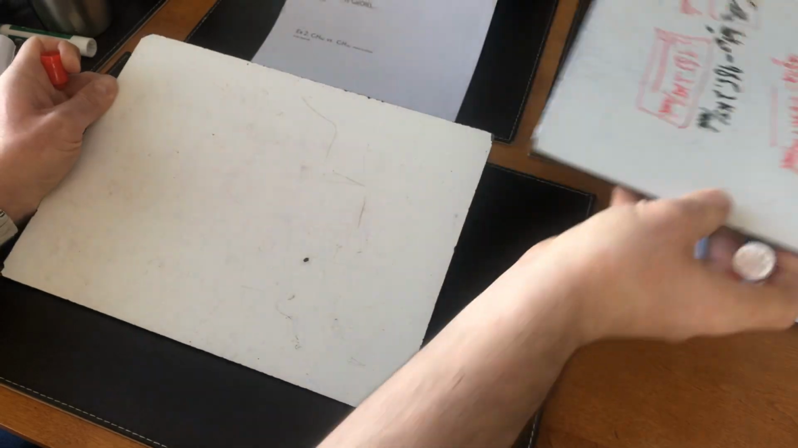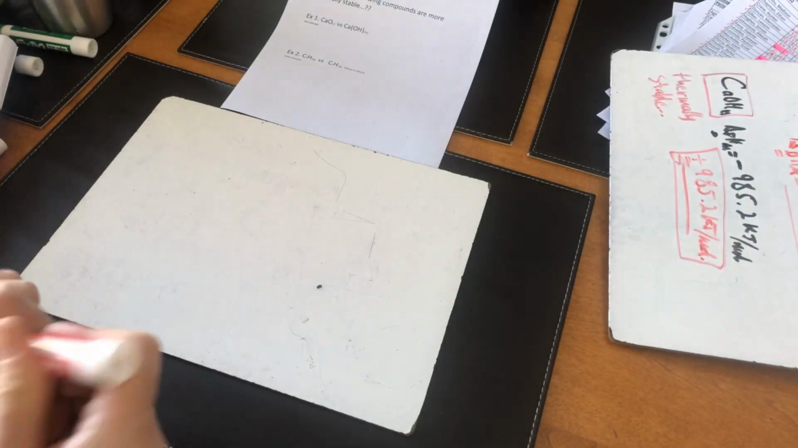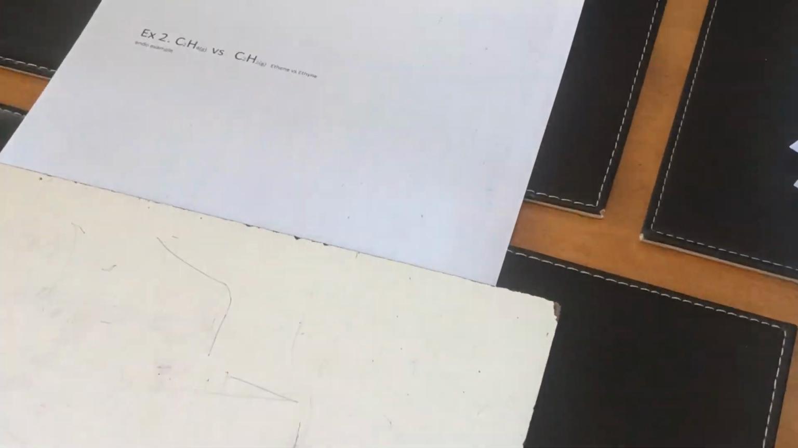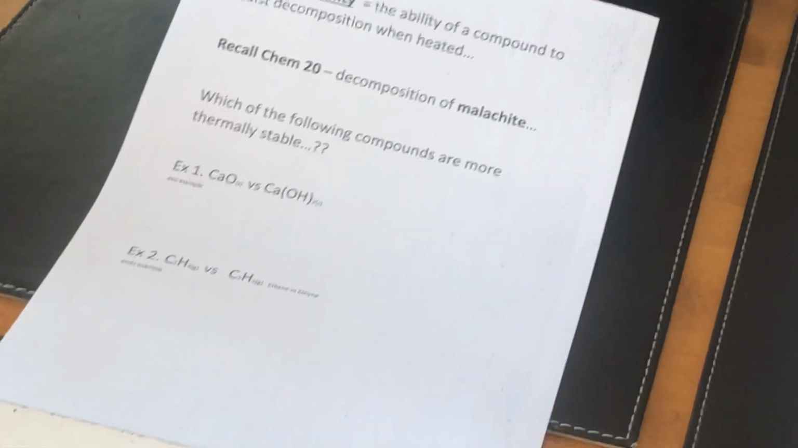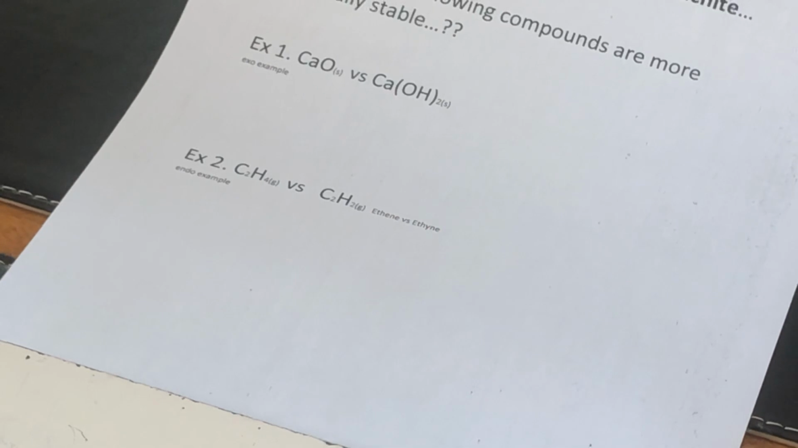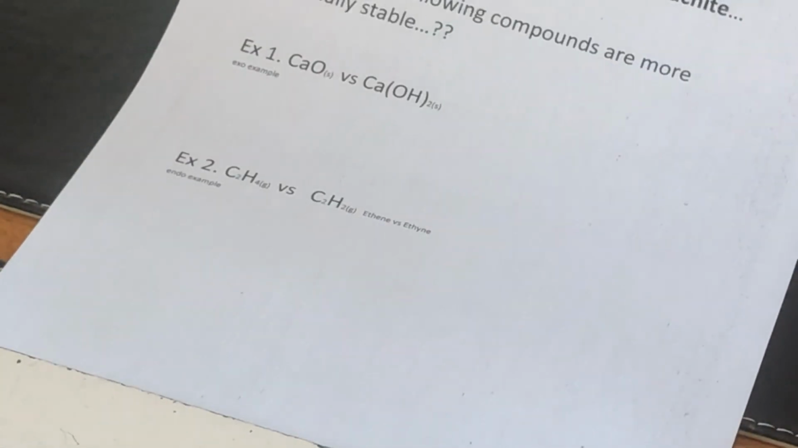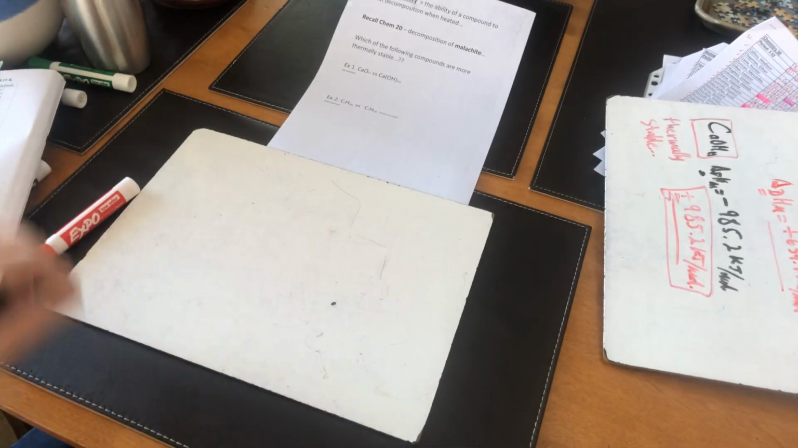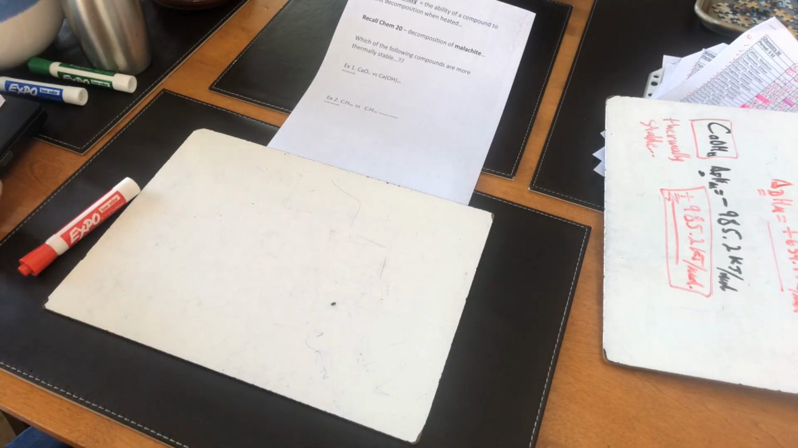Okay, let's look at the second example. The second example was ethane or ethene. Okay, C2H4 and C2H2, ethene and ethyne. Okay, so you do the same thing. Let's do the same thing.